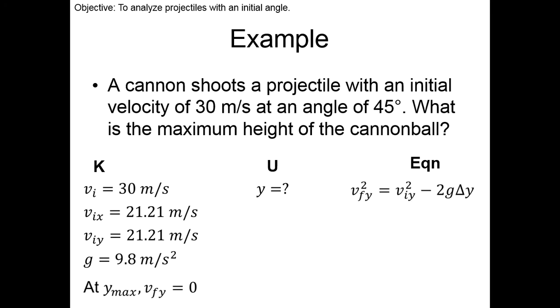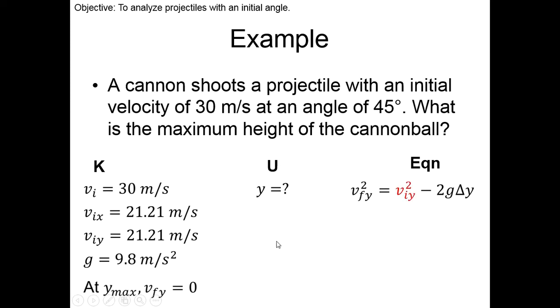And here it is. It is our final velocity in the y squared is equal to our initial velocity y squared minus 2 times g times delta y. And the reason why I chose this one is because we can make use of this final velocity in the y being 0. We know that, and we're trying to solve for delta y.